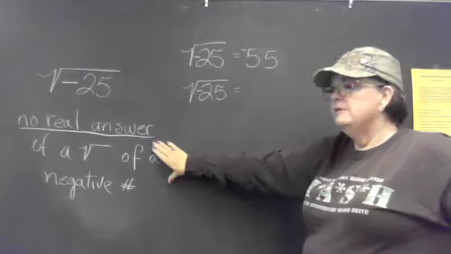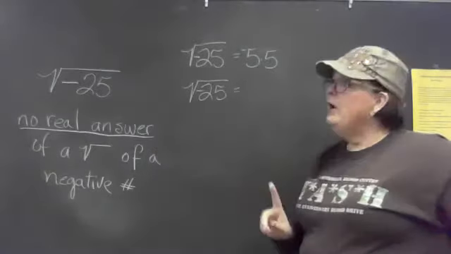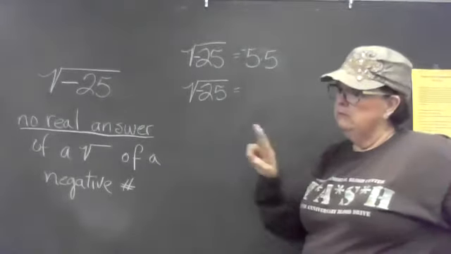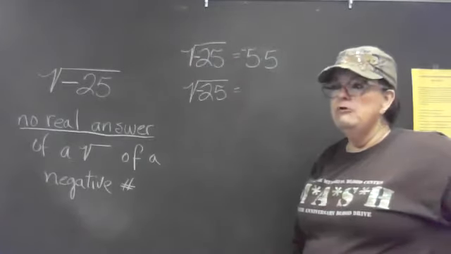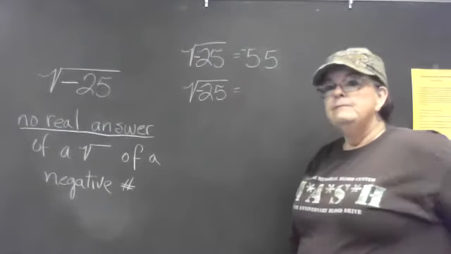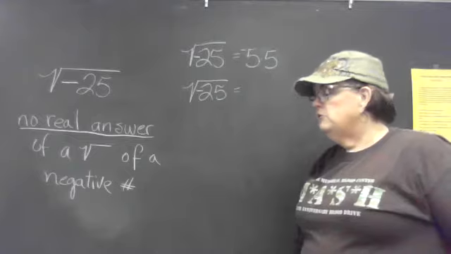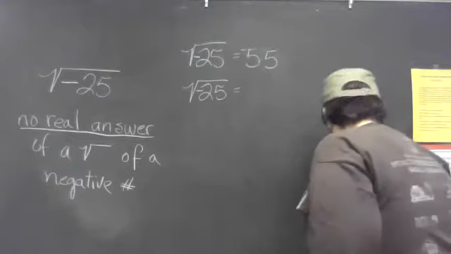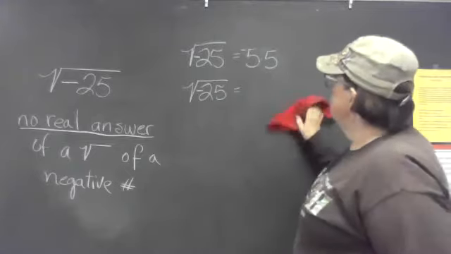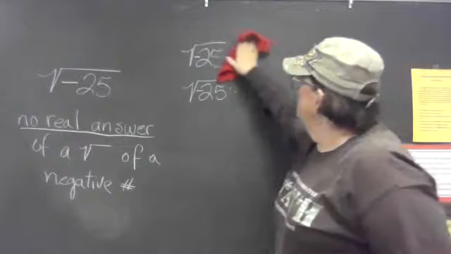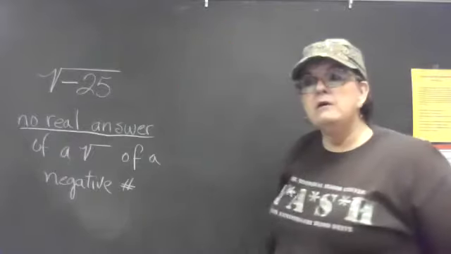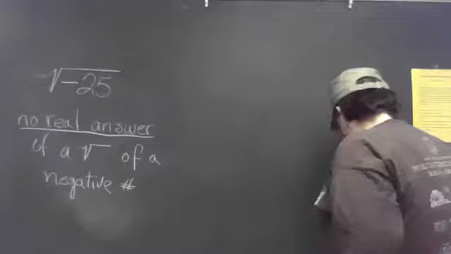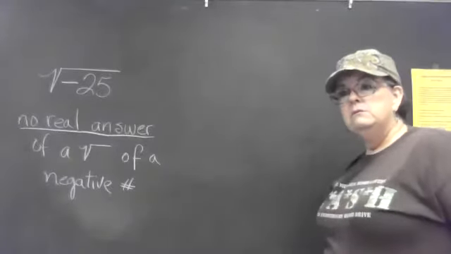So remember this. If you have a square root, that's 2. If you have a square root of a negative, it's not going to happen. You don't have a real answer. Okay? It's a memorized thing. I've shown you why, but it's a memorized thing.